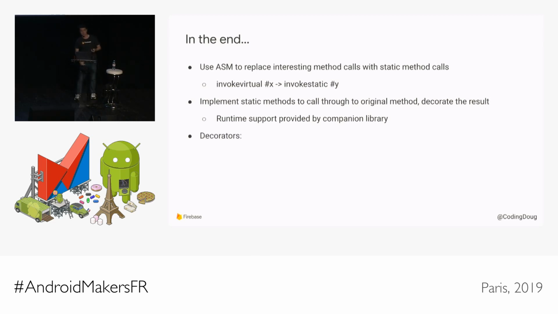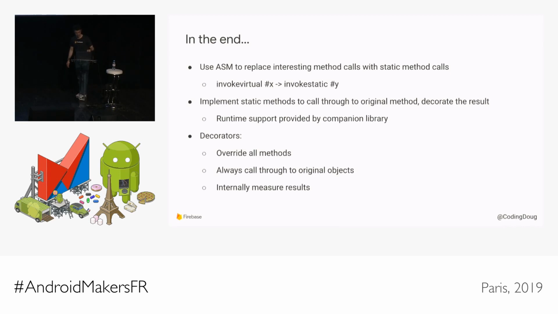The decorators themselves have to override all the methods. You can't not override all the methods. Otherwise, you'll break the way that the object works. They always call through to the original. So you want it to always behave exactly like the original, but with your additions of measurement. And they internally measure the results. So this is, in sum, everything that's going on. It took me 3 months to figure this out, though. I didn't know anything about bytecode manipulation. I barely knew how the JVM worked. So hopefully, if you know some of these things, you can construct your own solution.